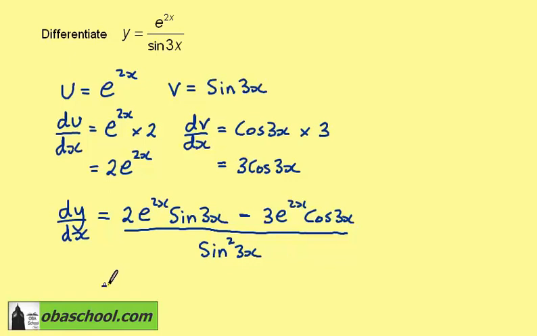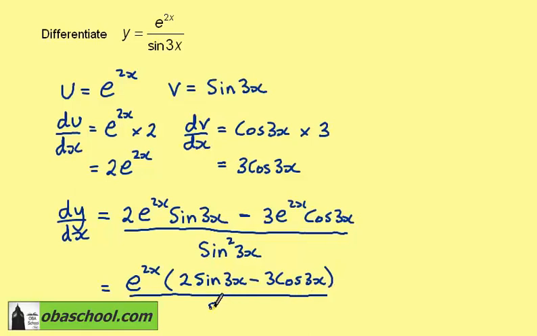So we have finished differentiating, but we could tidy slightly by spotting the common factor of e to the 2x, giving us 2 sine 3x, take away 3 cos 3x, all divided by sine squared 3x.